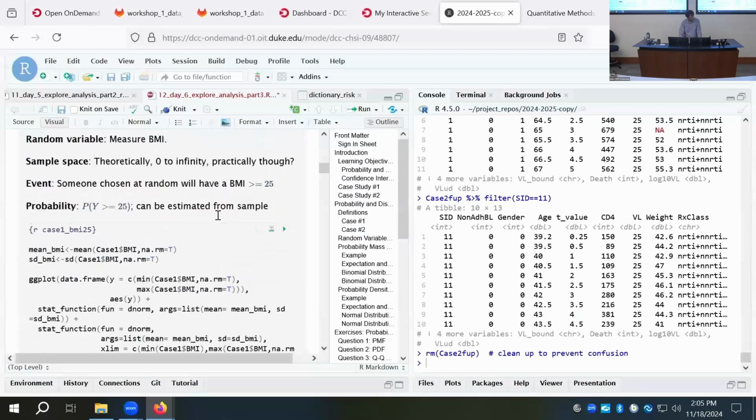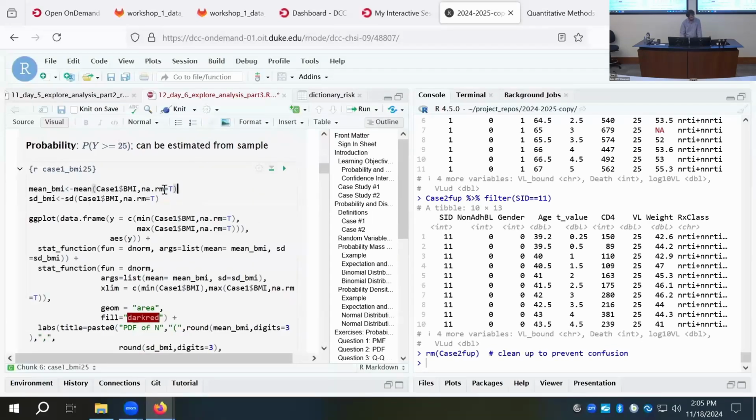So we can look at the data basically. We look at the mean BMI.